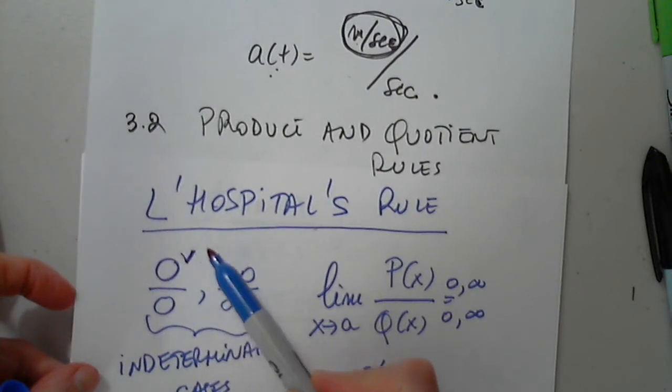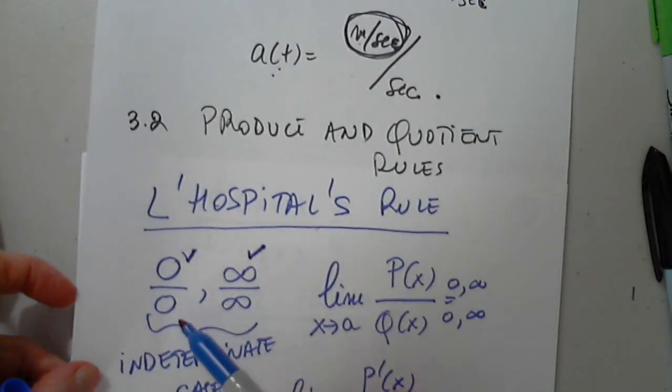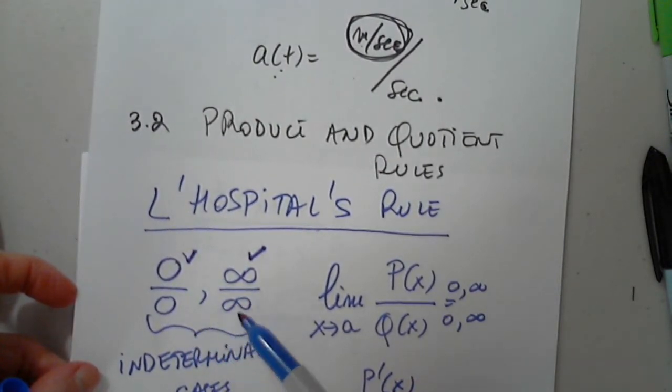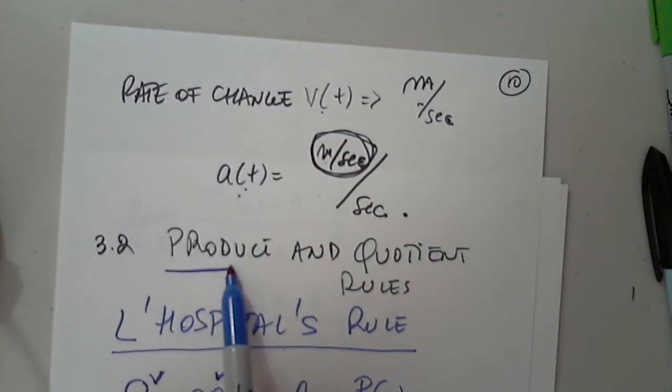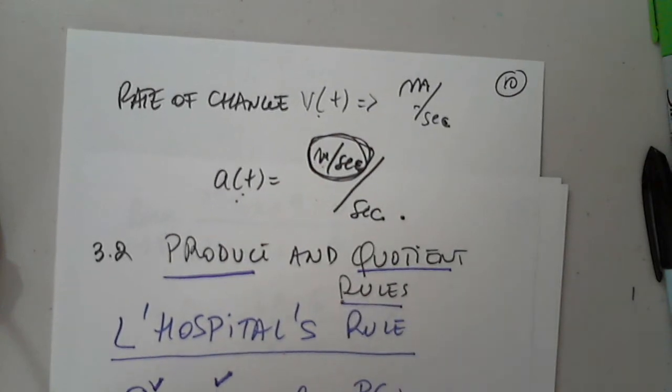However, it's limited to these 2 possibilities. So keep that in mind. We're going to use it a lot. So now we're going to look at the product and the quotient rules.